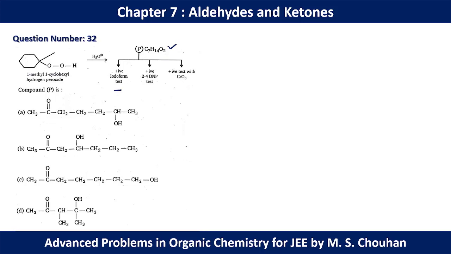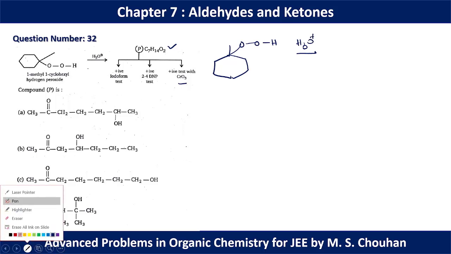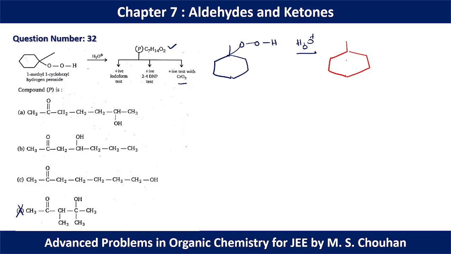Positive test for CrO3. Now a positive test for CrO3 indicates that we should be able to oxidize the molecule. So here we can oxidize this, here we can oxidize this, here we can oxidize this, but there is no hydrogen present in this position, so it cannot be oxidized by CrO3. So option D is not possible. Now we can start the mechanism like this. We have a peroxide and we have added H3O+. So after the addition of H+, we have this kind of situation, oxygen, oxygen.